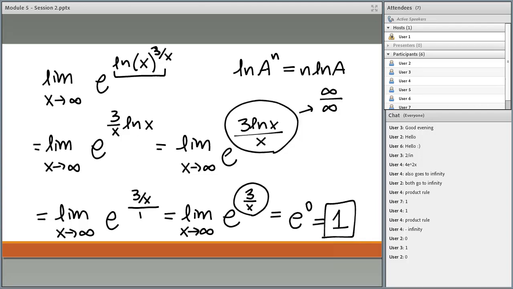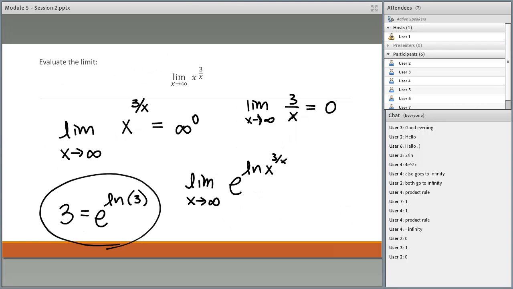So I had to use some natural log rules on this one because in order to apply L'Hopital's rule, I need a fraction. And the only way to get a fraction in this case was to use the fact that, for example, I just randomly chose 3, 3 equals e to the natural log of 3. And you can always go to your calculator and type in e to the natural log of 3, and it will give you the answer 3.